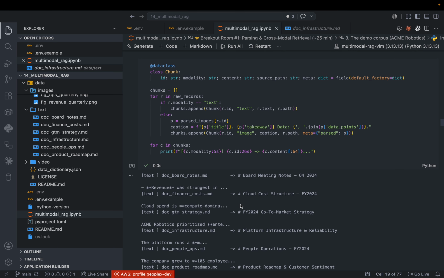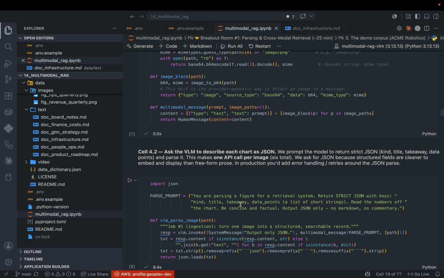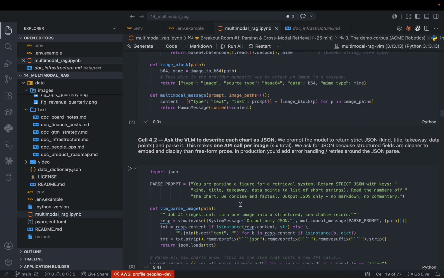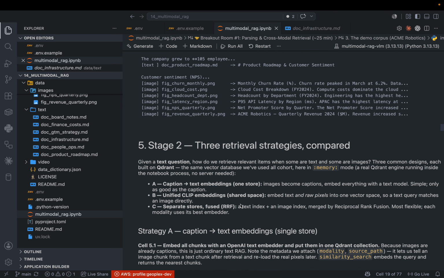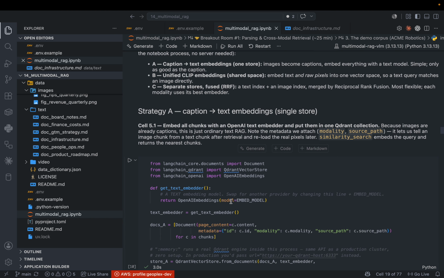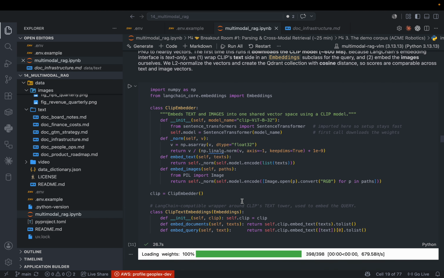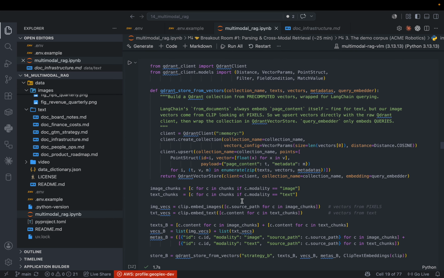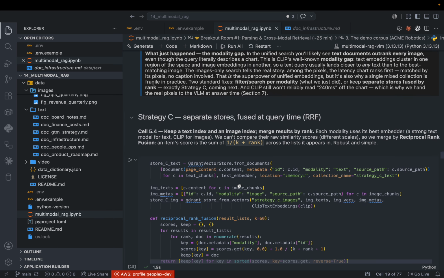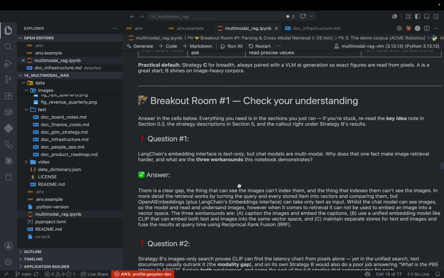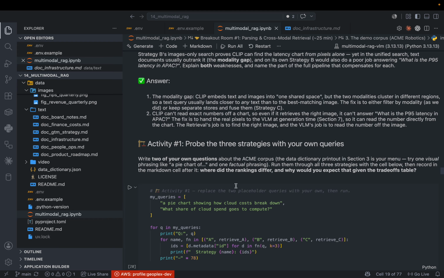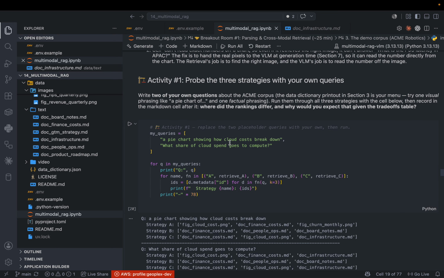So this is strategy A, where we jump into building our captions and text embeddings, and then strategy B that we went through, and lastly strategy C. I think we then went and asked a few questions here of the kind of queries where I would expect only an image to be able to answer.